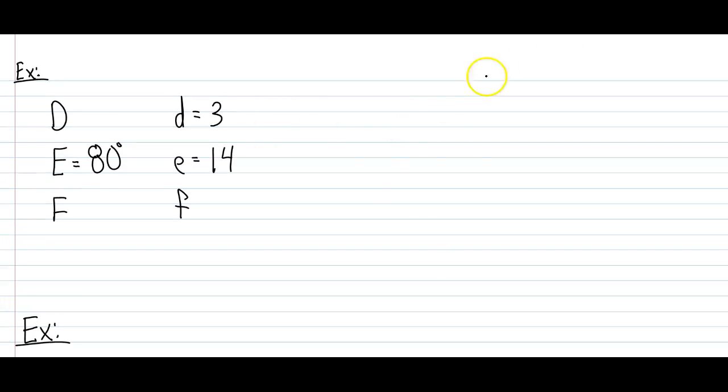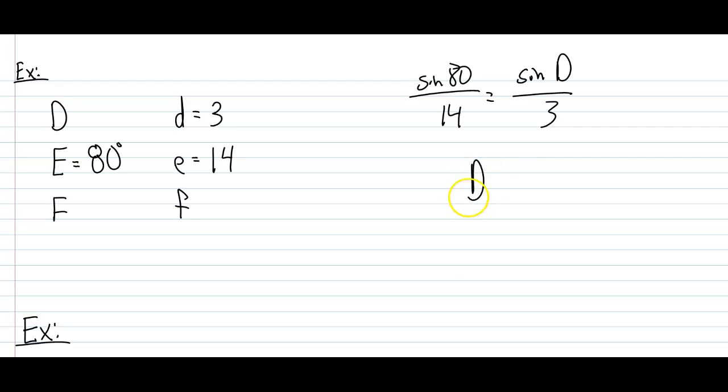Next one's another side-side angle case. I could draw it out. But as I look at it, I say, all right, the only way to start solving this problem is to use the law of sines. So using that given, sine of 80 over 14 is equal to the sine of capital D over 3. Cross multiply, and then divide by 14, and we get that D is equal to approximately 12.2 degrees.